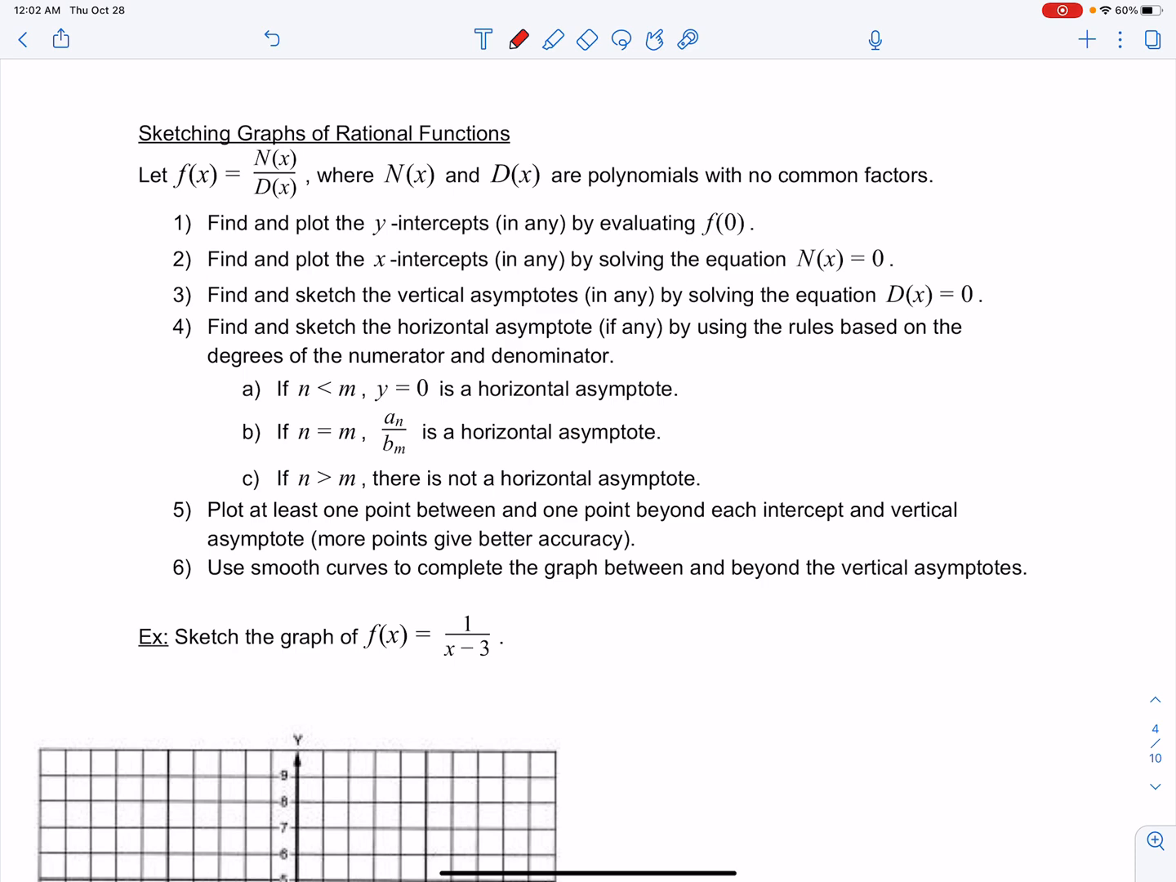We can find and sketch the horizontal asymptote, if we have one, by looking at those rules, looking at the degrees of our function, comparing them. We plot some more points in between to get a good idea of what's going on. The more points we have, the better, more accurate our graph is. And then we connect the points with a nice smooth curve, using our asymptotes as guidelines to help us complete our function drawing.